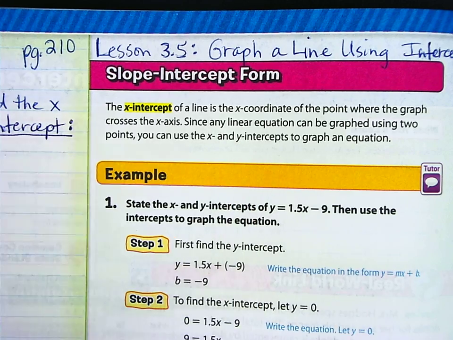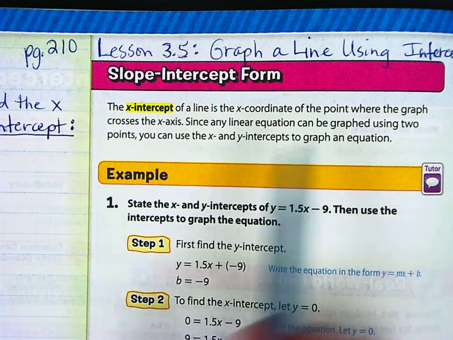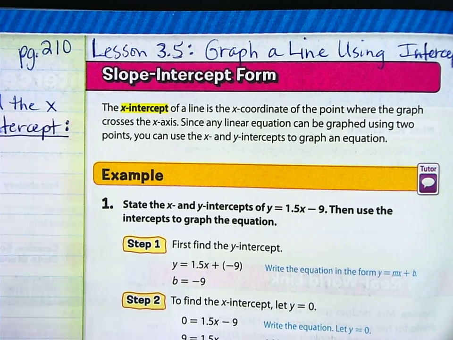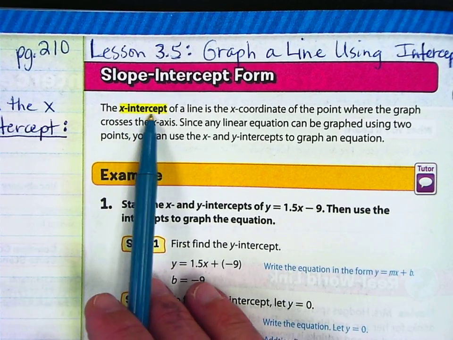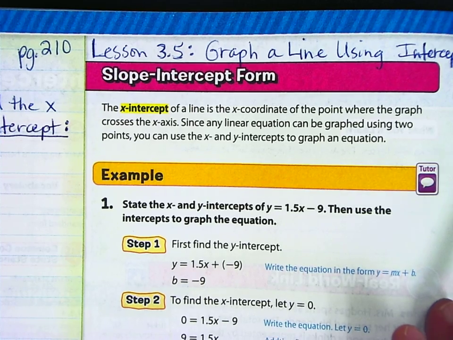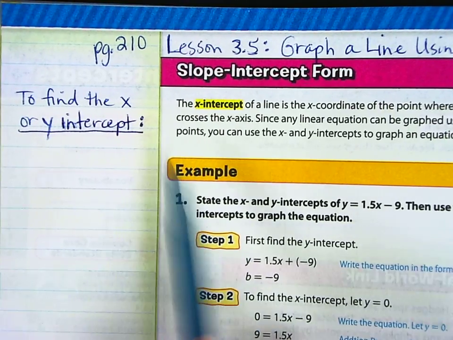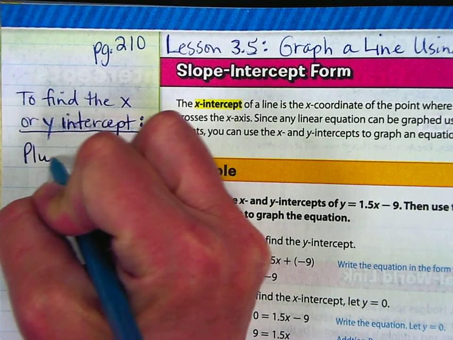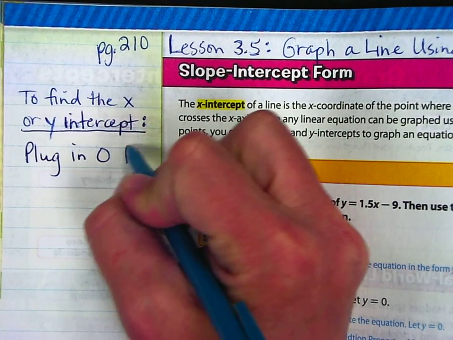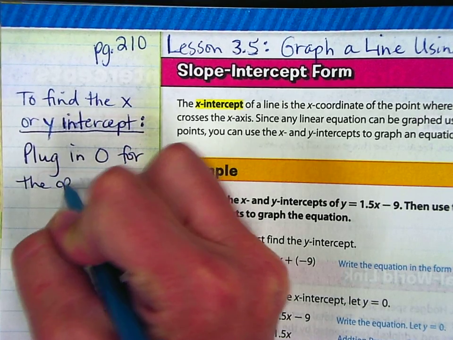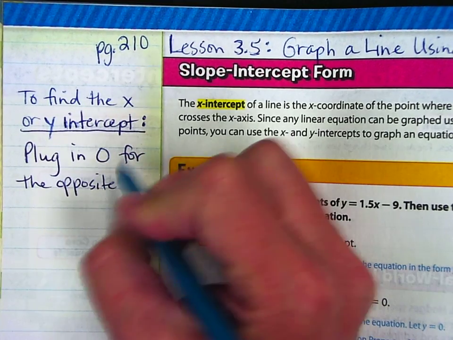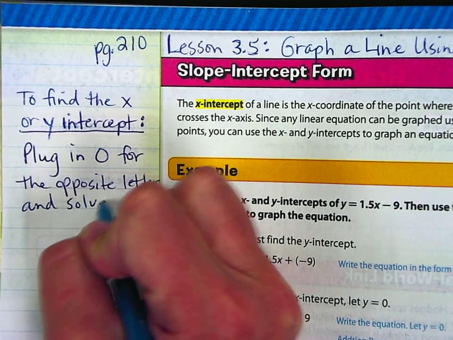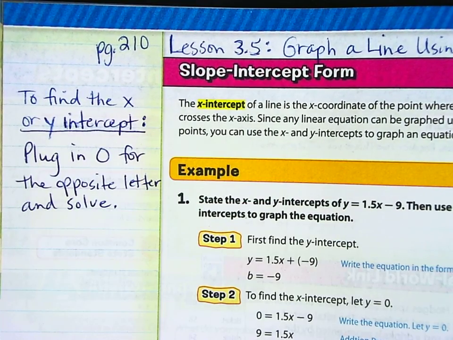This lesson is about graphing a line using intercepts. We already know that the y-intercept is where the line crosses the y-axis, and the x-intercept is where the line crosses the x-axis. To find either one, you will plug in 0 for the opposite letter and solve.